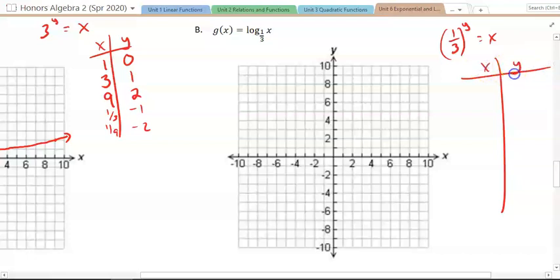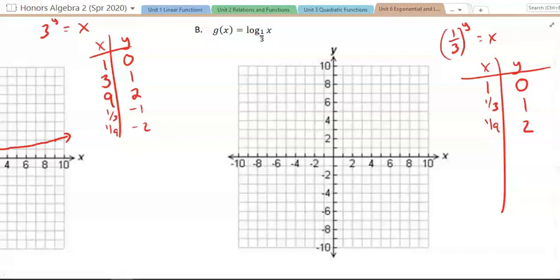And so I'm going to get my table of x and y. And so again, start with y being 0. Well, if y is 0, anything to the 0 power is what? 1. Right? When y is 1, what's the x going to be? 1/3. And when y is 2, what are we going to get? We're going to get 1/9, right? And if we go to 3, we would get 1/27.